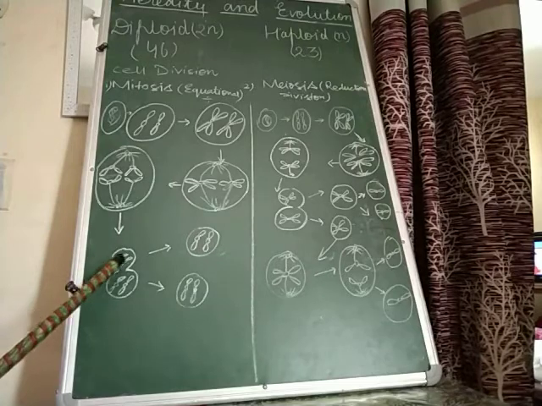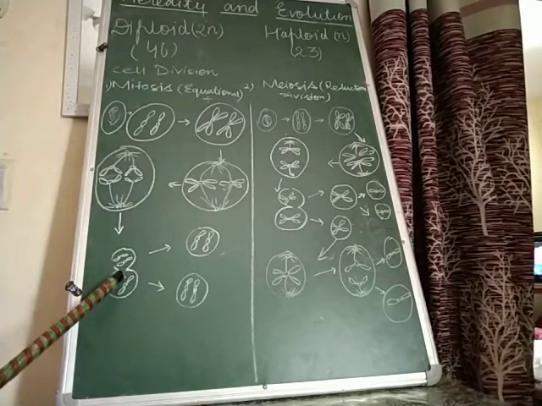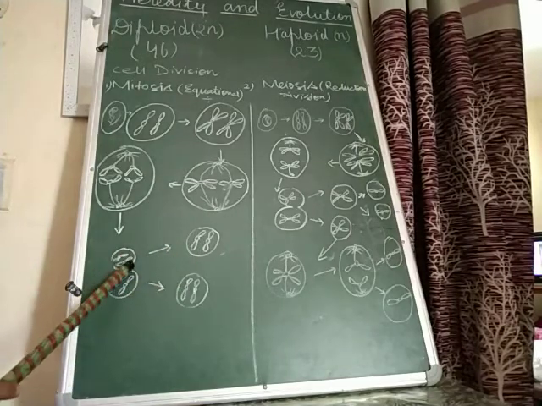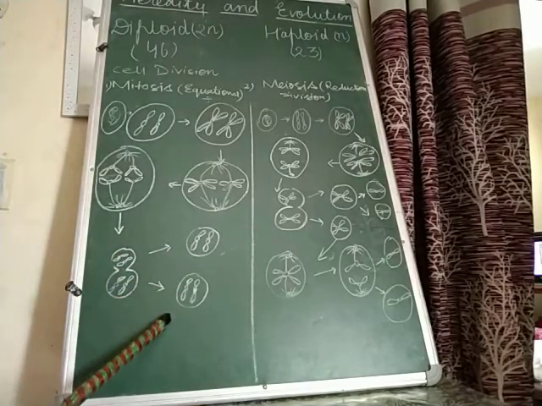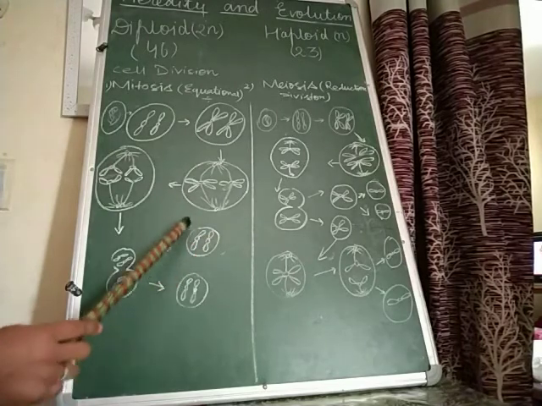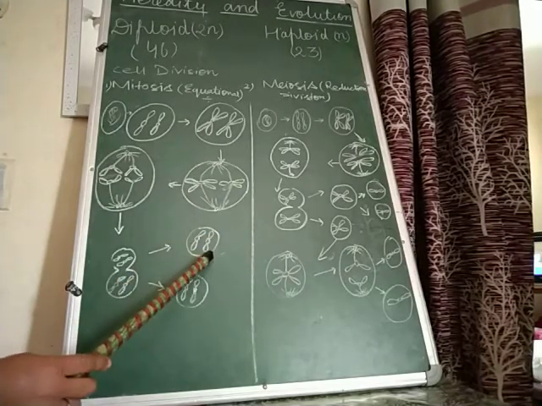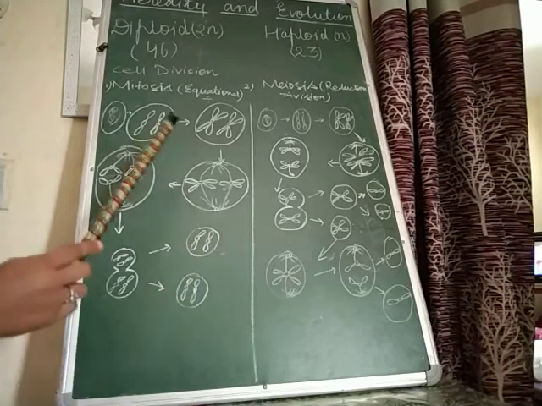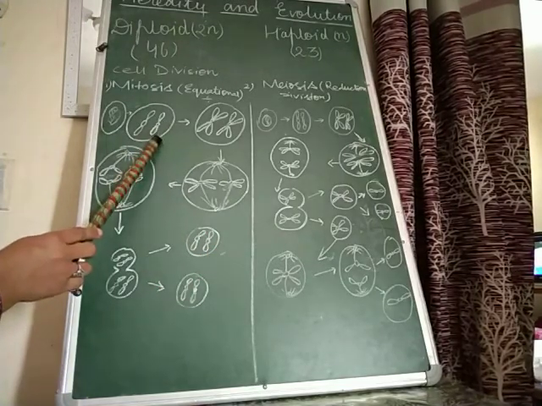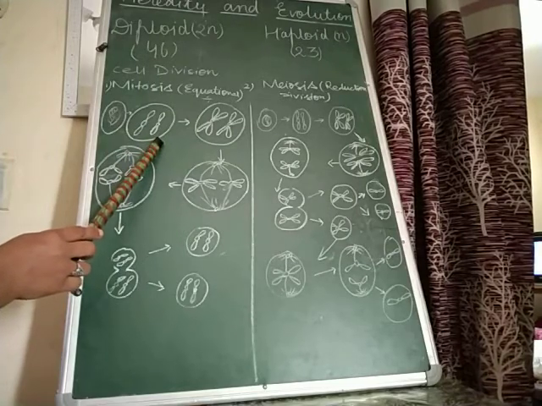That means the genetic material has migrated to opposite poles. After that, the cell division takes place and one cell gives rise to two cells. At the end, the number of chromosomes present in a single cell is equal to the number of chromosomes that were present initially. That means initially, before the beginning of the cell division, there were two chromosomes.